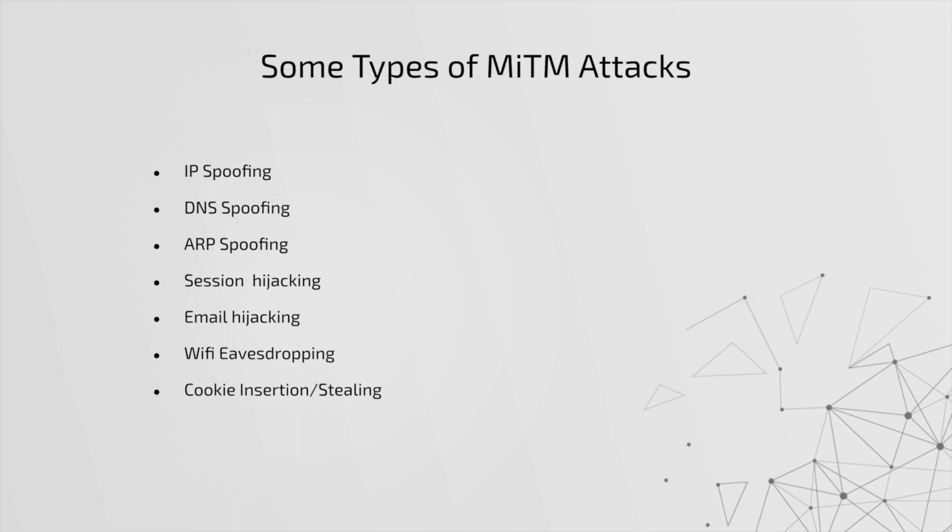Another type is session hijacking. There are two main types, including TCP and cookie stealing, and I'll be going over session hijacking through cookies. Email hijacking is essentially hijacking via email. Another type is Wi-Fi eavesdropping, and we're going to have a live simulation of this, but essentially it's when a hacker steals data on a public insecure network. And lastly, cookie insertion and stealing is a common type which can be accomplished through various techniques, and it also relates to session hijacking.